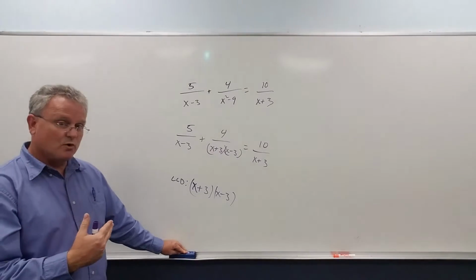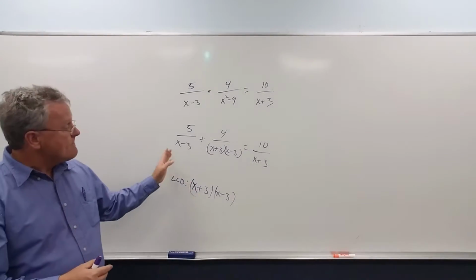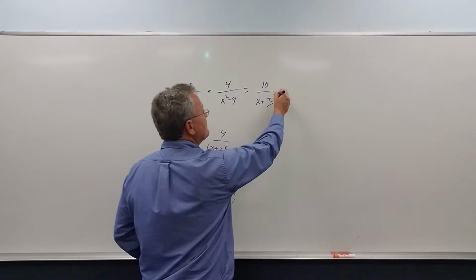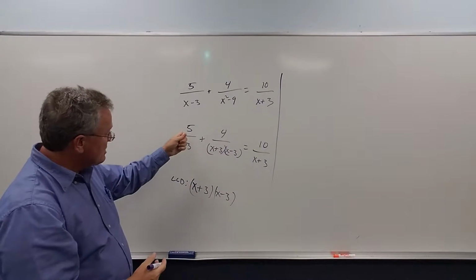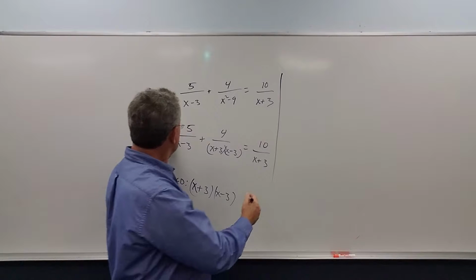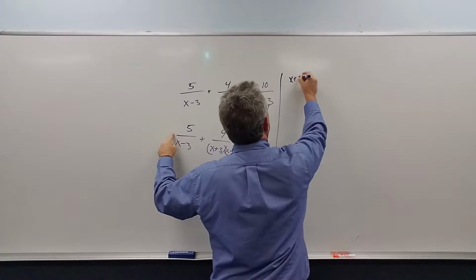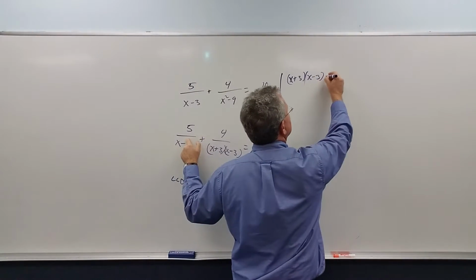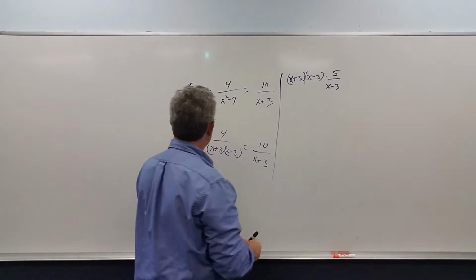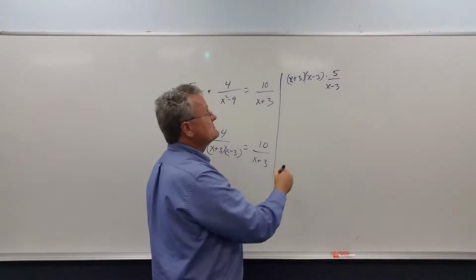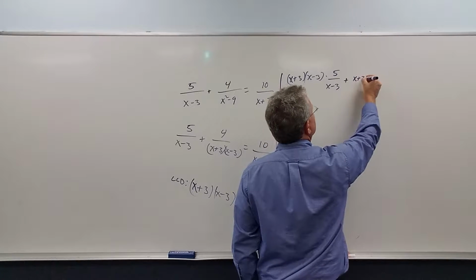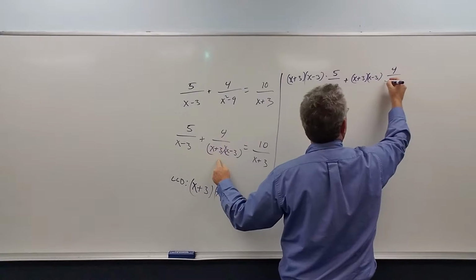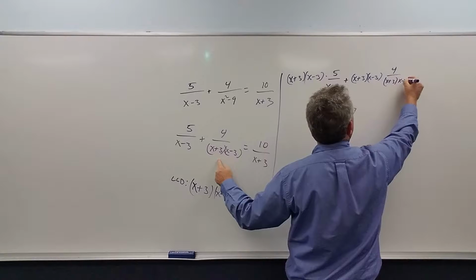All right, just like the last example, what do we do now? Multiply both sides of the equation by your LCD. And remember, multiplying both sides is the same thing as multiplying every term by this. So what do we get? We get x plus 3, x minus 3, times 5 over x minus 3, plus this times x plus 3, x minus 3, times 4 over x plus 3, x minus 3.